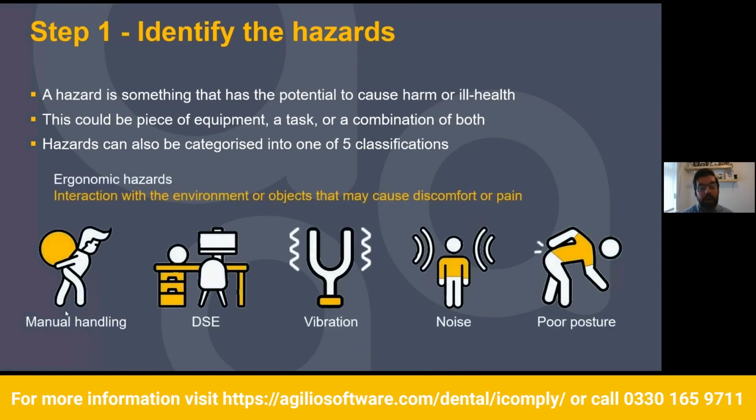The second one we've got are ergonomic hazards. So this is interaction with the environment or objects that may cause discomfort or pain. Manual handling is an ergonomic hazard. Working with display screen equipment is an ergonomic hazard. Working with vibration, noise, and obviously the big one in dentistry is the awkward postures you can adopt when you're treating patients. A lot of bending, twisting, changing positions, all that can lead to poor posture, and that would be classified as an ergonomic hazard.